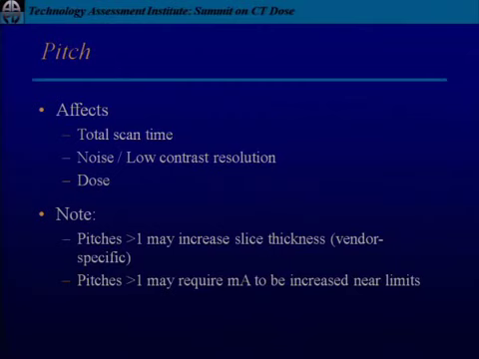Okay, and the scanner won't necessarily tell you that your slices are thicker than you think. But if you went and measured them, you would see that it has actually increased the slice thickness with these greater pitches. And this is vendor specific. Also, pitches that are greater than 1 may, again, require that the mA be increased near the tube or generator limits.